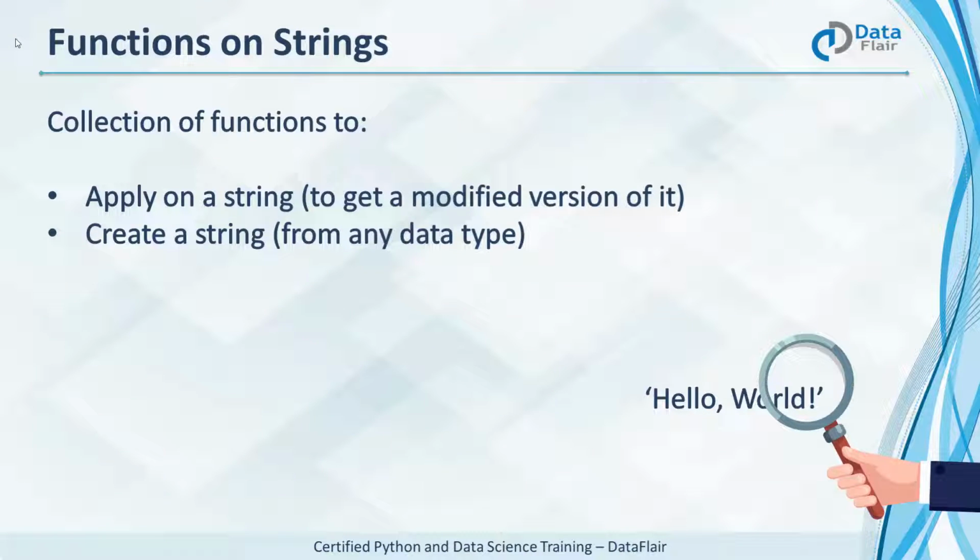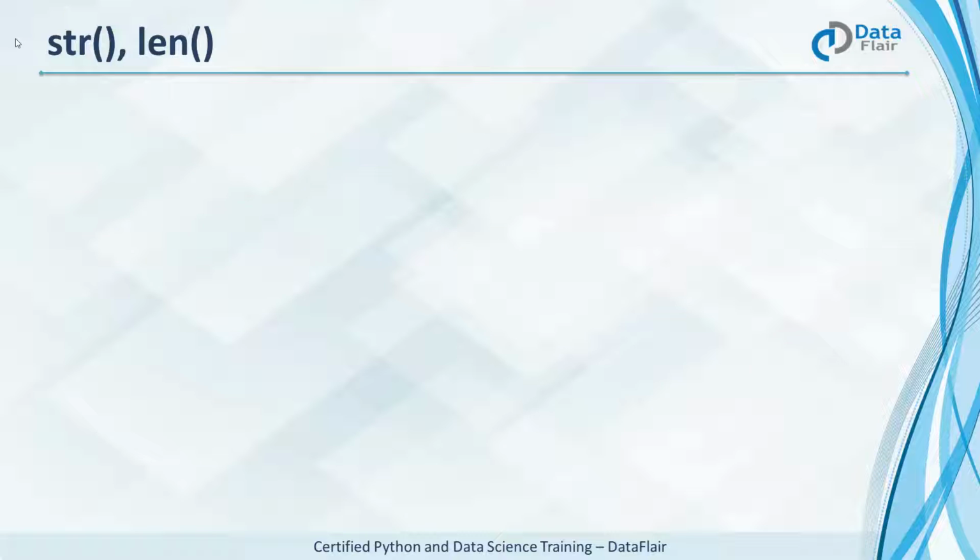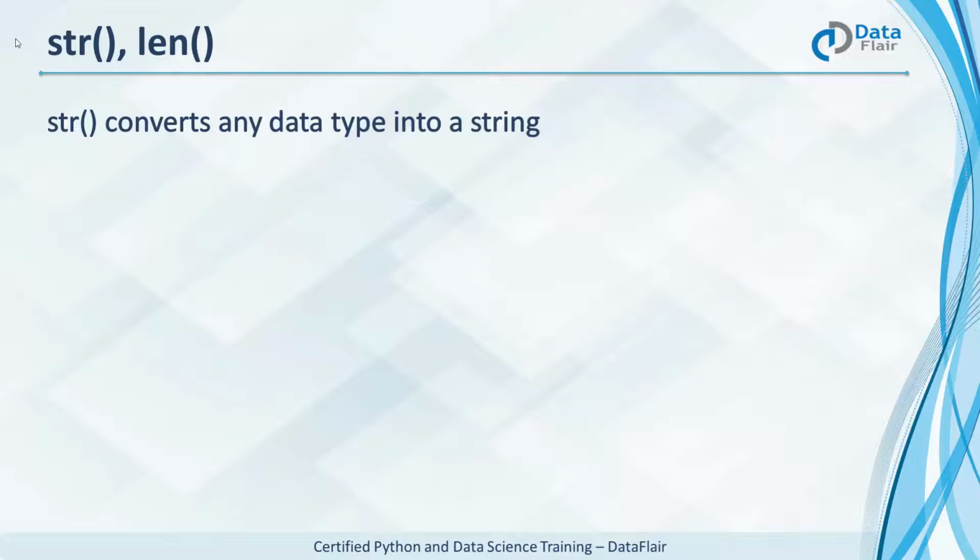We have various functions for strings in Python. Some of these help us operate on strings. Others let us create strings from other data types. Let's begin with str and len. Str helps convert another data type into a string. This complex number can be a string, and so can this list.